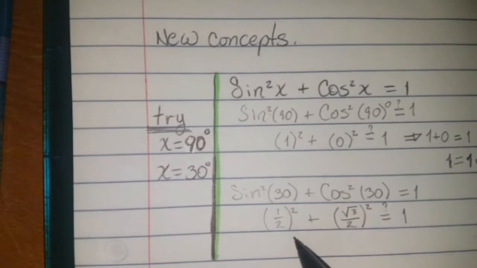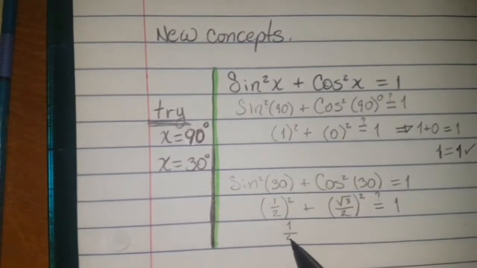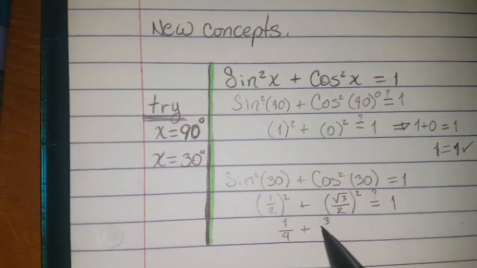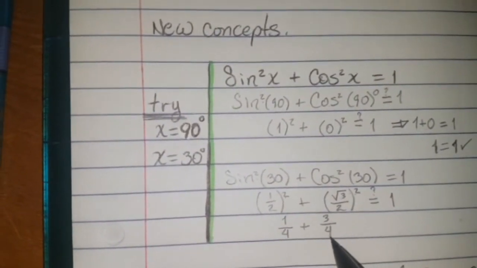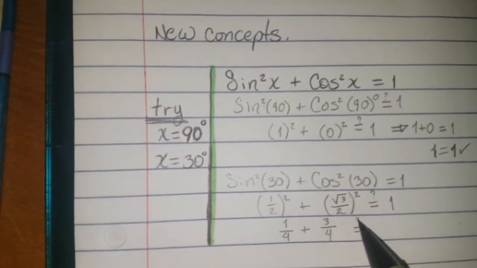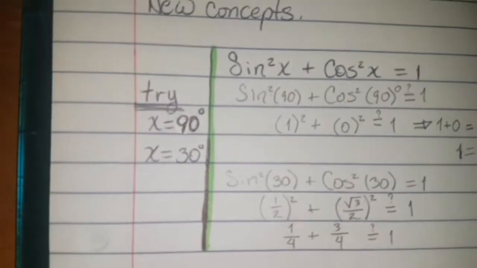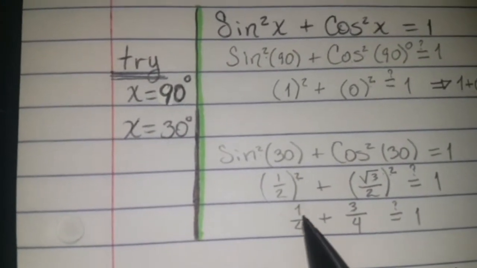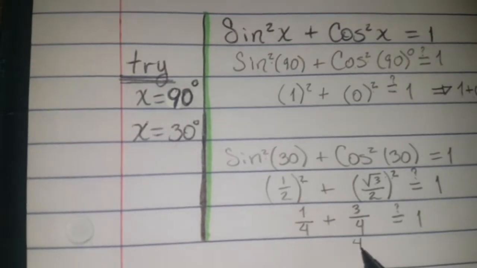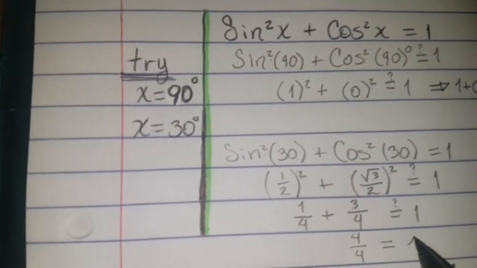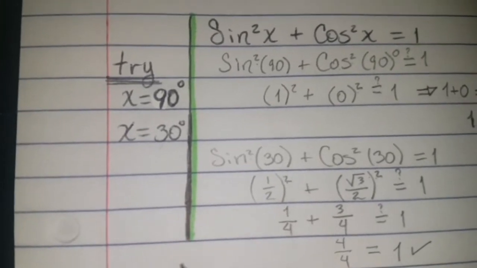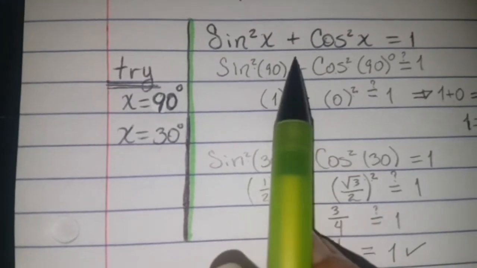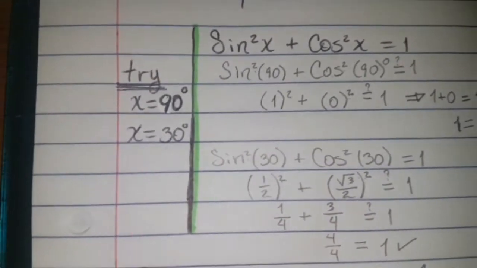1 to a second power, 1. 2 to the second power, 4. Square root of 3 to a second power, 3. 2 to the second power, 4. That must equal 1. So let's add. The fractions now have equal denominator. So 1 plus 3 is 4 over 4. That equals 1. That is correct. That is a way of proving that this is a trigonometric identity because it works for any given angle.